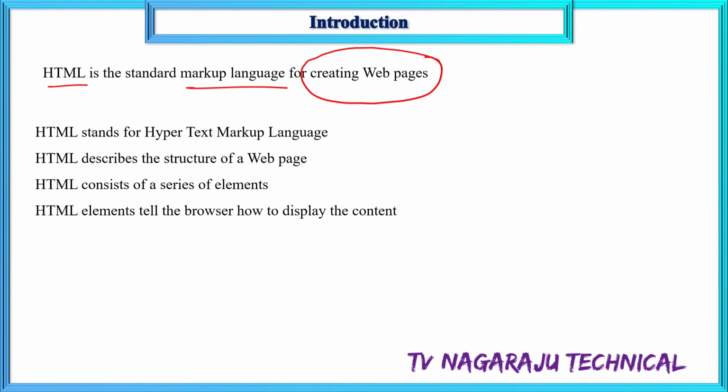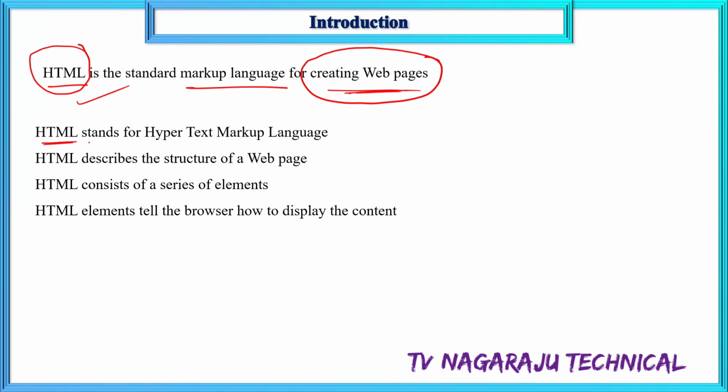What is meant by a web page? Suppose you open any browser, and a page opens like www.gmail.com. If you press enter, one page is opened. That is the home page for Gmail. Similarly, the home page for Facebook. Whatever page we open through a web browser, generally that is called a web page. By using HTML, we are creating such types of web pages. This is the purpose. Okay.